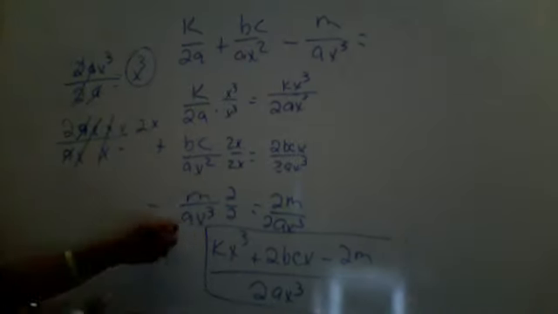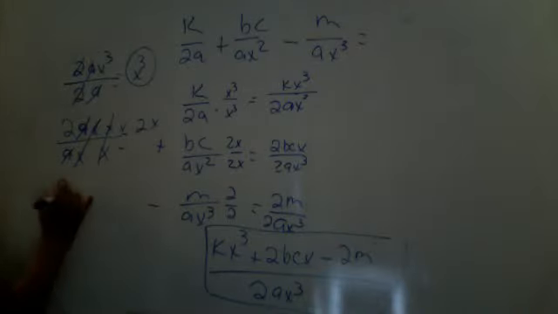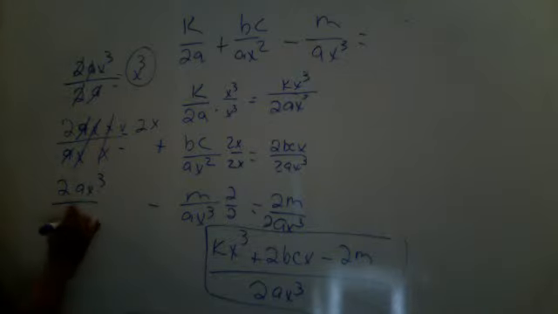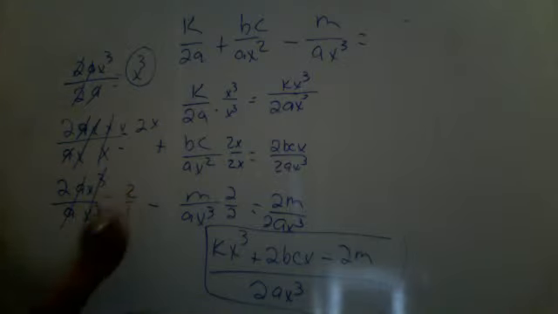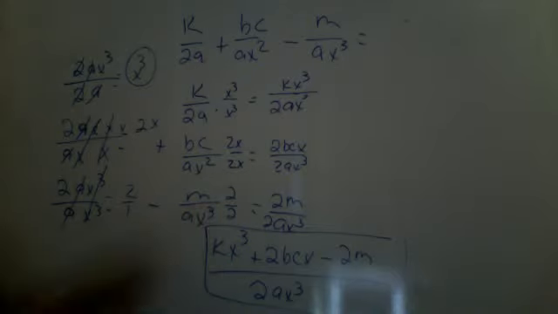Okay? Now what about this third term? Again, we take my LCD, 2ax cubed, divided by my original denominator. A's cancel, x's cancel. I'm simply left with 2 over 1, or 2. Isn't that what I multiplied by? That's how you get what you multiply it by. Alrighty? It's as simple as that.